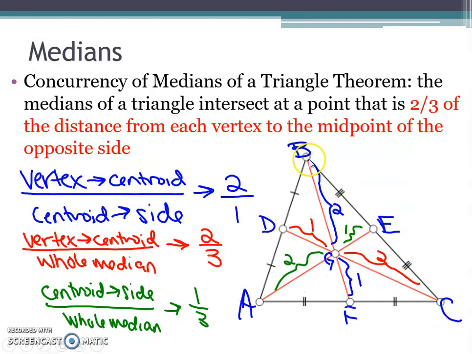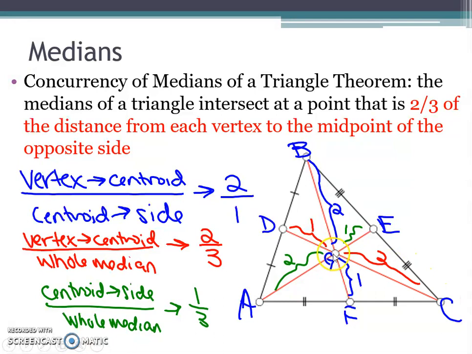Look at the blue one. The longer side is a 2:1 ratio. This is always double this. So where they meet is 2/3. They always meet, from the vertex, 2/3 of the whole thing. That's where they meet, 2/3 of the whole thing.